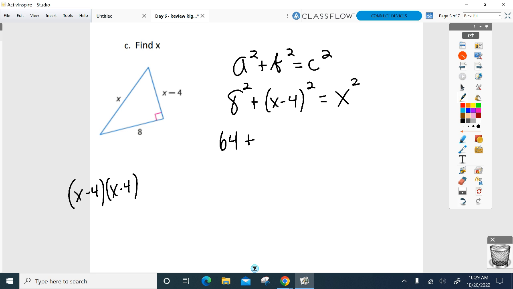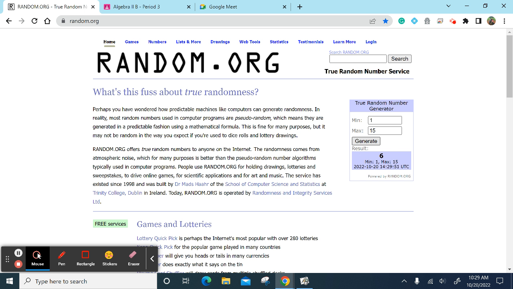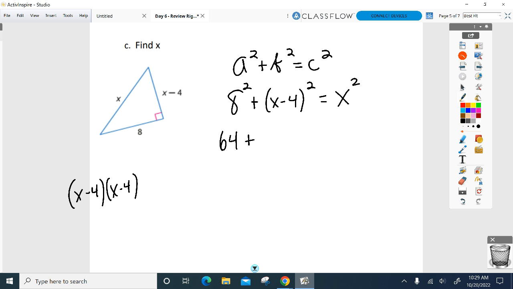Now somebody's going to tell me what they ended up with. Squaring means multiplying it by itself twice. Did you square? Double distribute. Distribute the x, then distribute the negative 4. Combine like terms if you can. When you're ready here, what do we get when I x minus 4 and x minus 4?